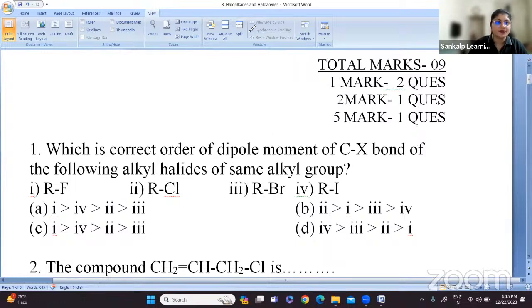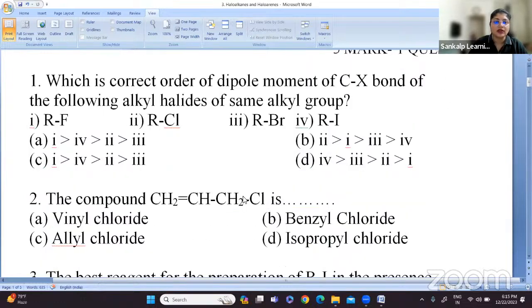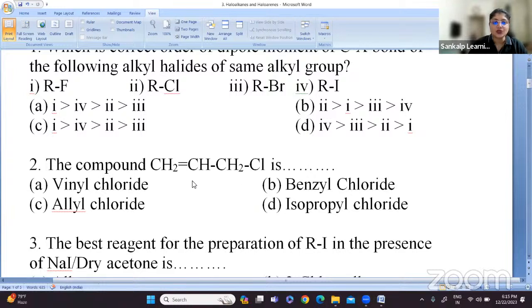Moving further, second question. The compound CH2=CH-CH2Cl is what? What is the name of the compound? A, vinyl chloride, B, benzyl chloride, C, allyl chloride, and D, isopropyl chloride. Is it called vinyl chloride, benzyl chloride, or allyl chloride?